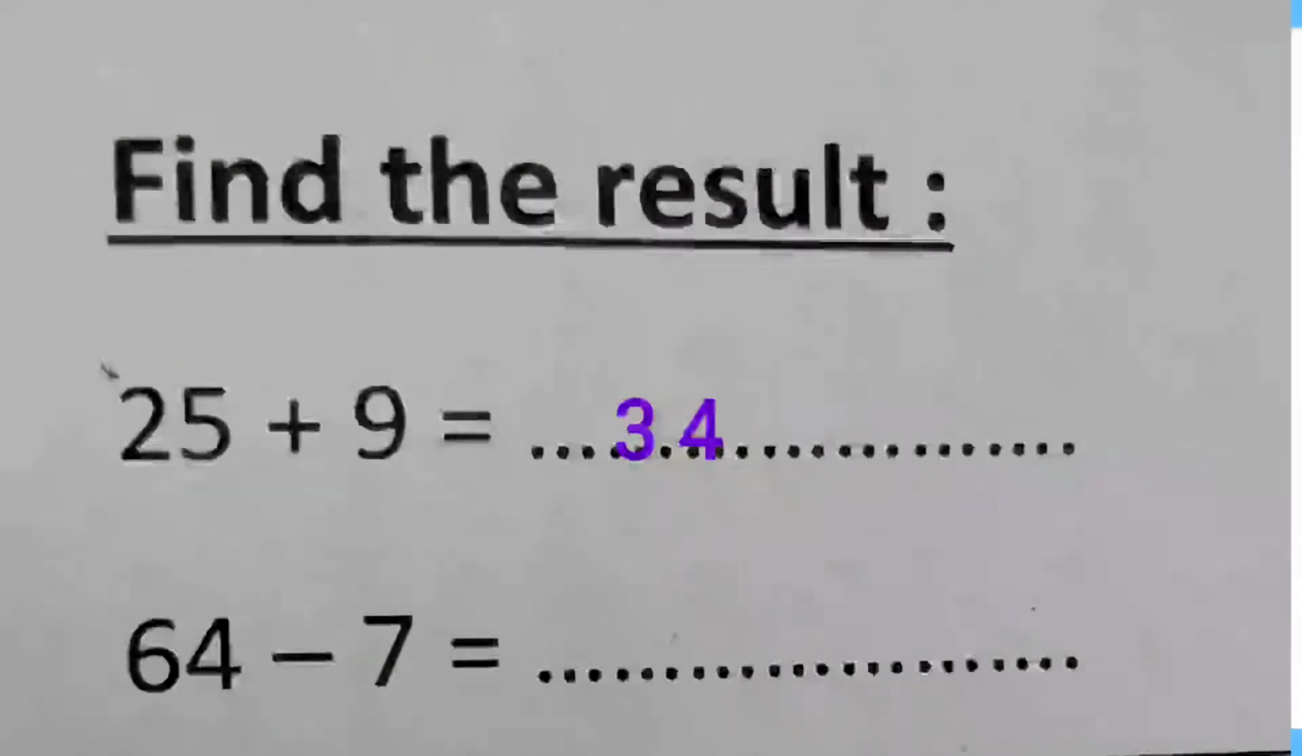64 minus 7. 64 in my mind and 7 on my fingers. Before 64: 63, 62, 61, 60, 59, 58, 57.